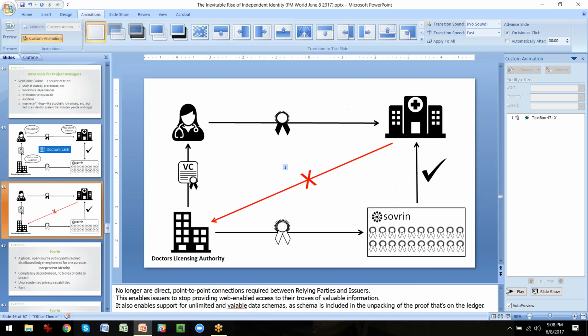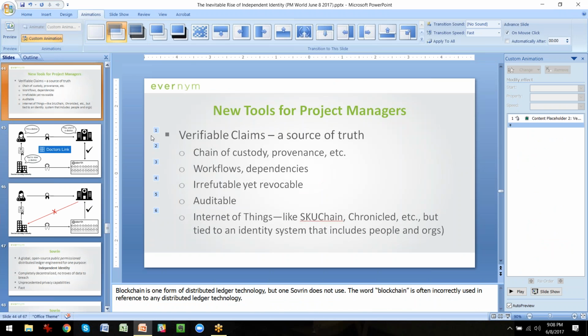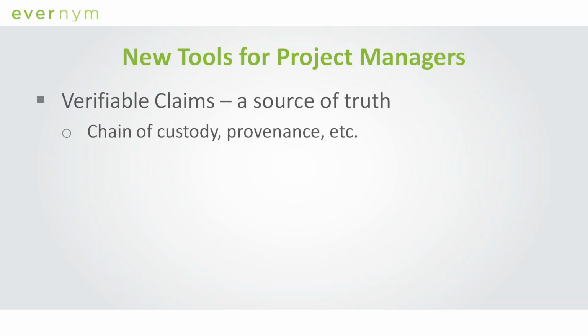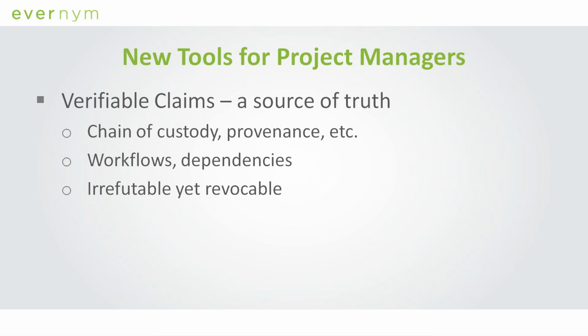So the tools here are very, very exciting, and I'm going to share with you just a couple of ideas that we came up with our project managers. Chain of custody, being able to have a source of truth of provenance of an item or anything, whether it's tangible or not. Workflows and dependencies, as I just described. It is irrefutable proof that something has occurred, yet revocable.